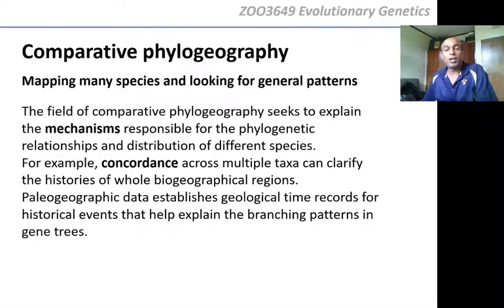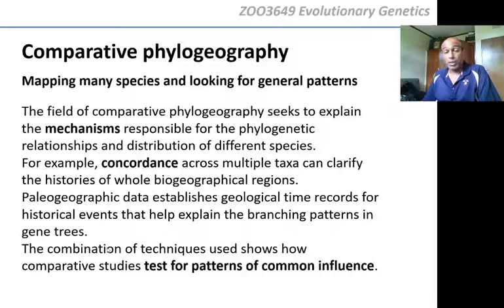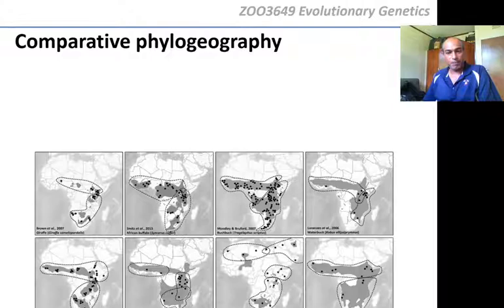Okay, and so we use a combination of techniques, both ancient data, looking at gene trees and species trees, and we look at different species and we test for patterns of common influence. That is the key when it comes to comparative phylogeography. So look at these patterns. Here's a map of Africa. Here are different species mapped onto a map of Africa.